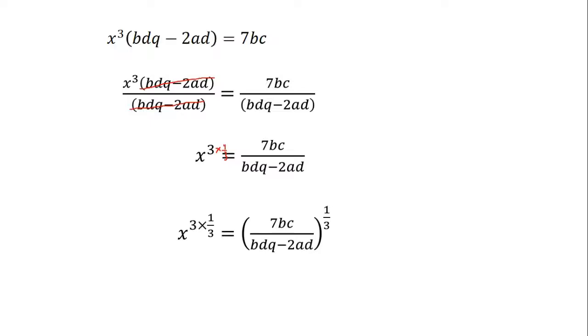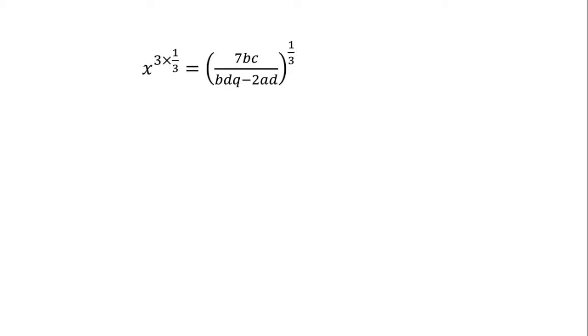Here, the 3 is an exponent, so if you multiply it by 1 over 3, you have to raise what you have here to the power 1 over 3. So when you do that, you see that the 3 here will cancel the 3 here, so that you have 1. X exponent 1 is the same as x. So you are going to have x, then we have 7BC divided by BDQ minus 2AD, all raised to the power 1 over 3.